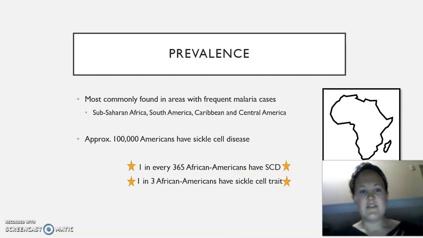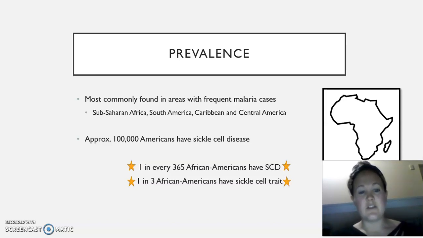So the prevalence of sickle cell disease: it's most commonly found in areas with frequent malaria cases. Initially, the reasoning behind the mutation is that it helps build up an immunity against malaria. So if you have sickle cell disease, you won't get malaria, but consequently, you will have long-term side effects and symptoms that you'll have to deal with. These areas are Sub-Saharan Africa, South America, the Caribbean, and Central America. And approximately 100,000 Americans have sickle cell disease.